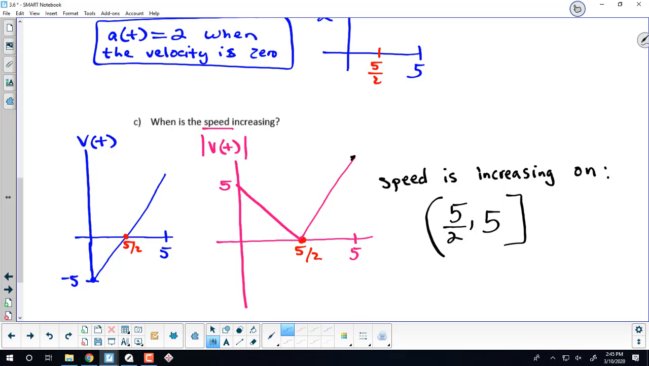So anyways, that's what we would say there. Anybody have, yeah? Why are you including 5 around 5/2? Because at 5/2 it's 0, right? So it's neither increasing nor decreasing.